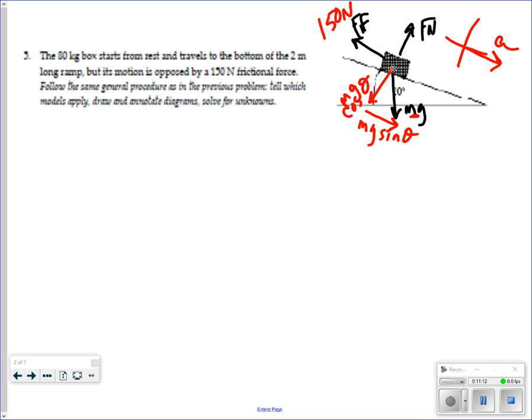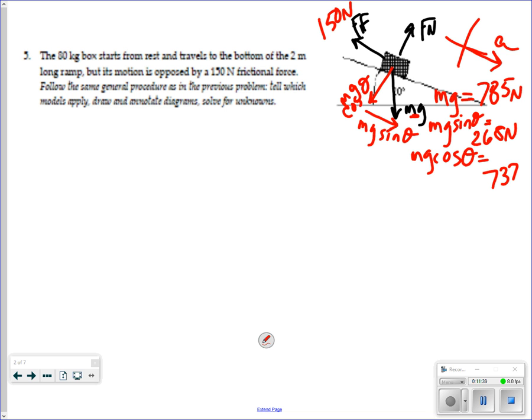Okay, so according to this trusty little tiny calculator over here, because Mr. Marsh teaches earth science, so he doesn't need the fancy calculators that we have, it's actually 785 newtons for mg. My mg sine theta is still going to be 268 newtons. That hasn't changed. My mg cosine theta, I'm sorry how sloppy this is, right? It's still going to be 737 newtons.